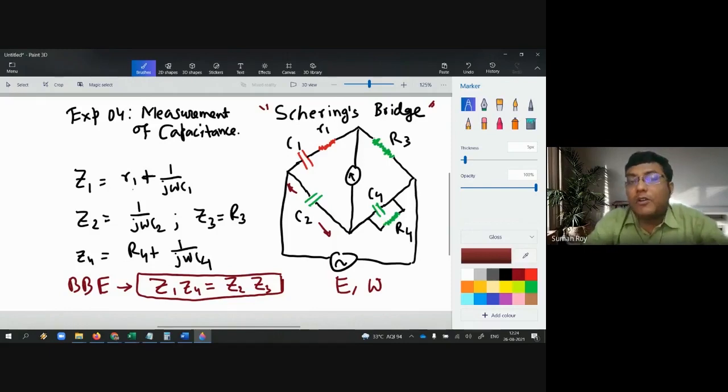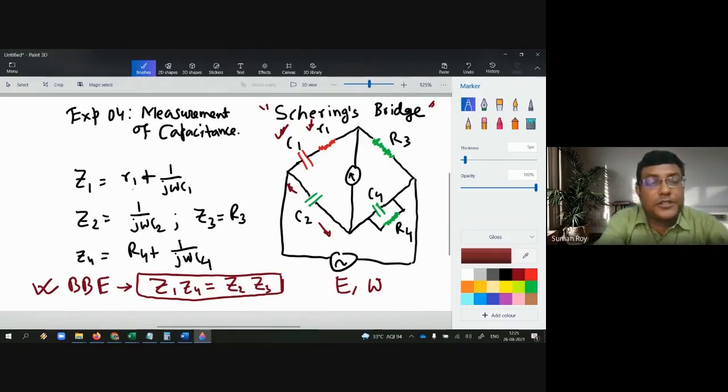So now our objective is to find these two quantities, C1 and R1, in terms of C4, C2, or any combination of these. Before starting our experiment, let me explain how to calculate the bridge balance equation, which helps you understand what is going on inside this bridge.